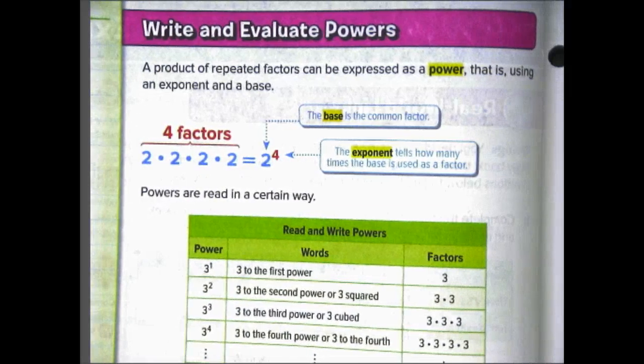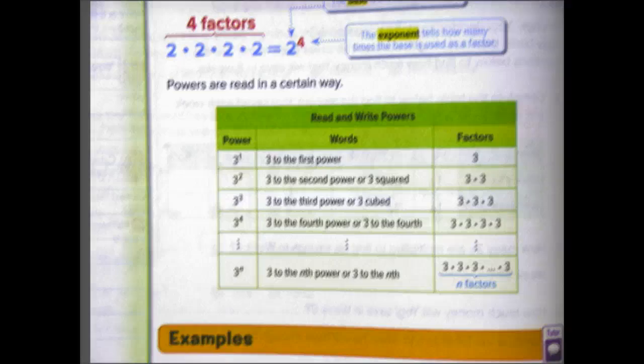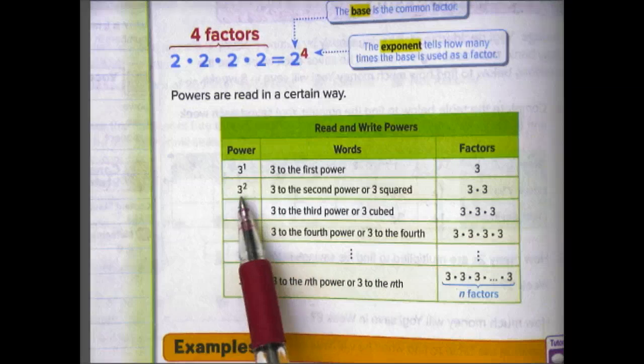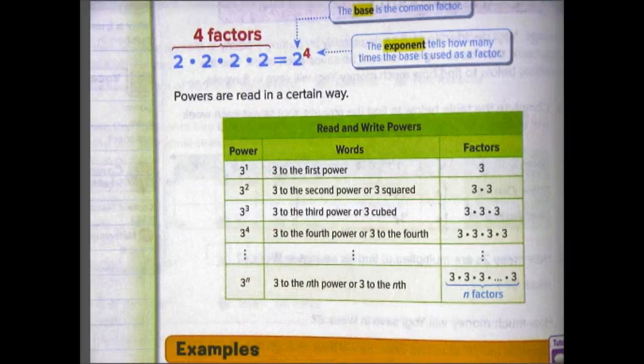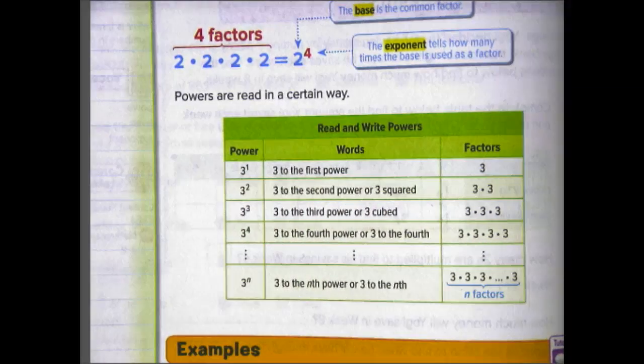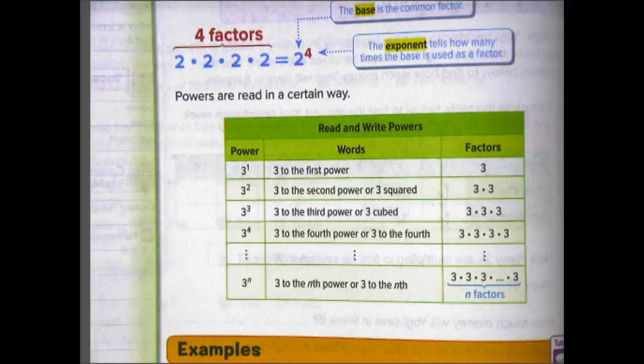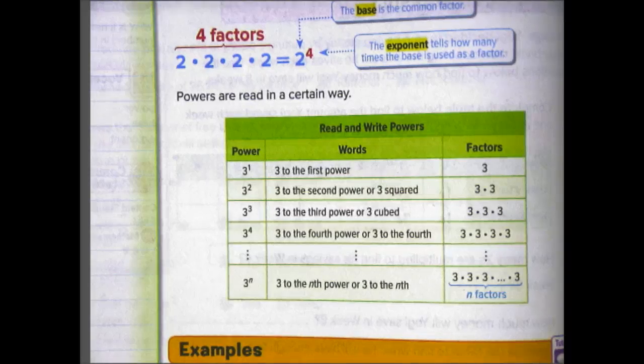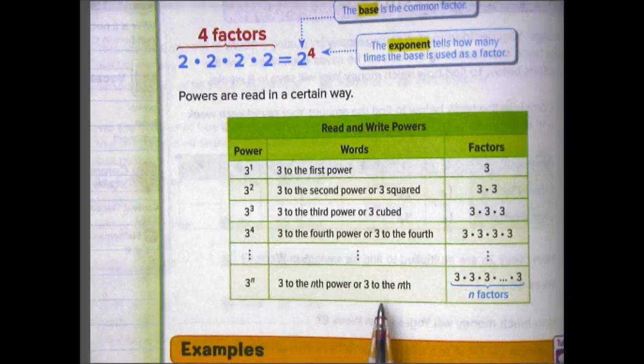Powers are always read a certain way, and you have a little chart here in the middle of your page. 3 to the 1st power is 3. 3 to the 2nd power, or sometimes we say 3 squared, is 3 times 3. 3 to the 3rd power, or sometimes we say 3 cubed, is 3 times 3 times 3. 3 to the 4th power, or 3 to the 4th, and it continues on from there. At the bottom it says 3 to the nth power, or 3 to the nth. That just shows that it could have any number of factors.